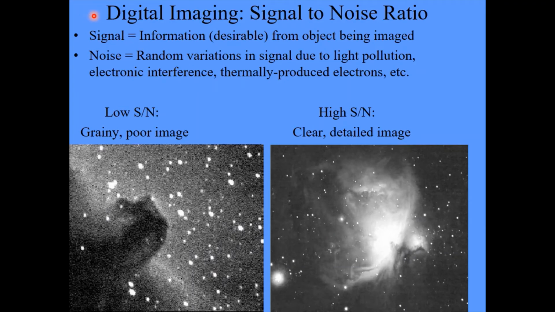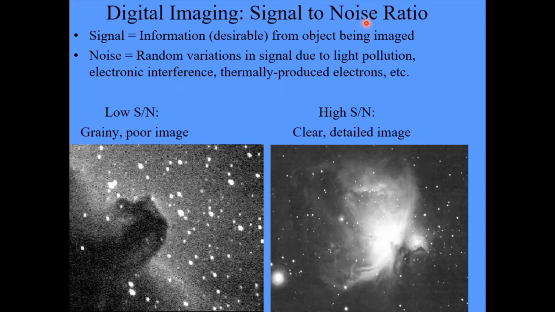One of the challenges for astrophotography and for astronomers that are taking images in space is something called the signal-to-noise ratio. The signal is the good stuff. That's the information which is desirable from the object being imaged. And the noise is the bad stuff. Those are random variations in the signal due to a combination of factors such as light pollution, interference, even heat produces noise, thermally produced electrons, etc. So to have a good image, we want a lot of signal and we want very little noise.